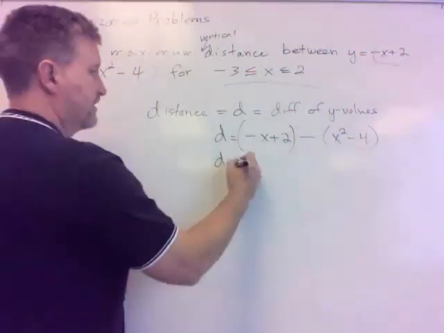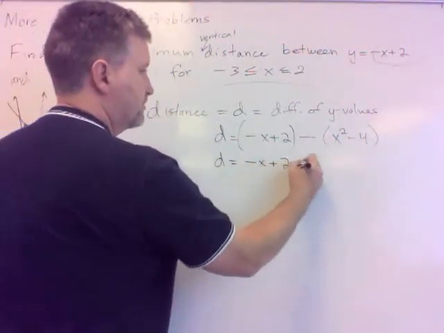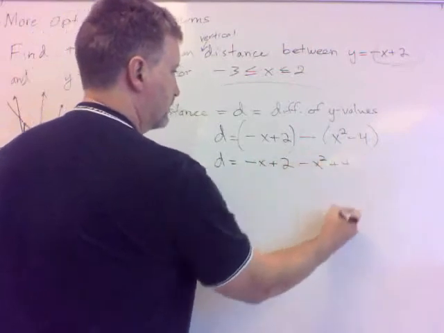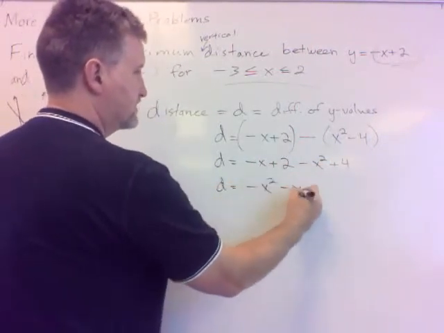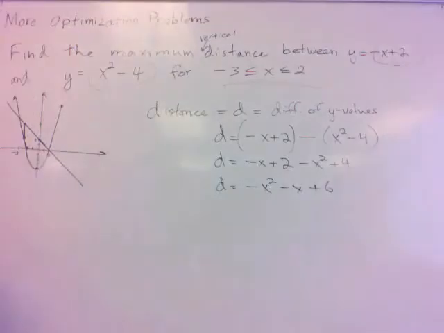But anyway. Okay, so there's my distance equation. I guess I could simplify it a little bit. It's minus x plus 2 minus x squared plus 4. And so that, putting them in order here, minus x squared minus x plus 6. With me on that? That's the distance formula that I would have in this case for vertical distance.